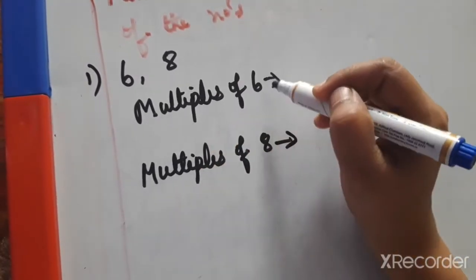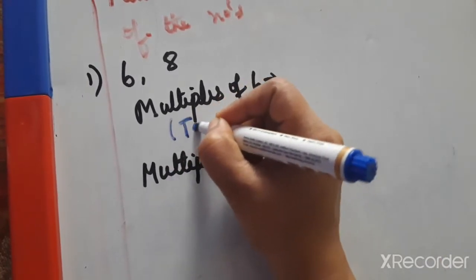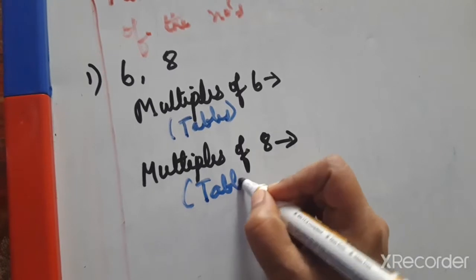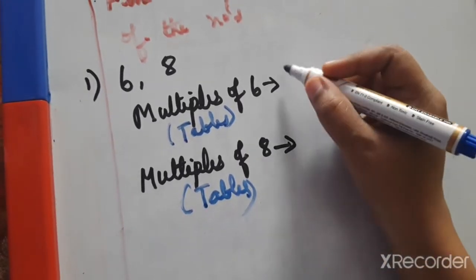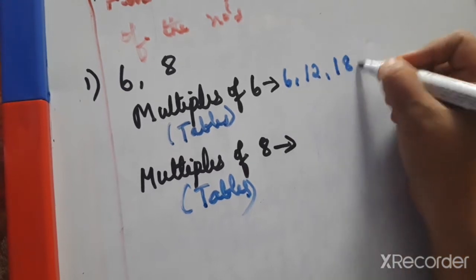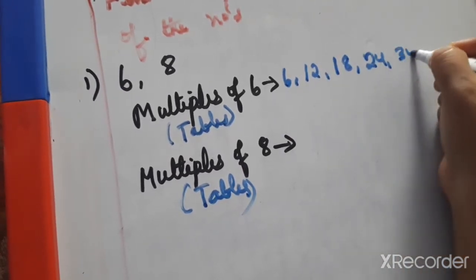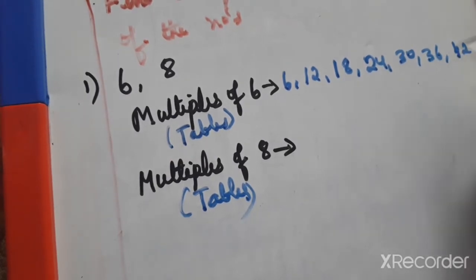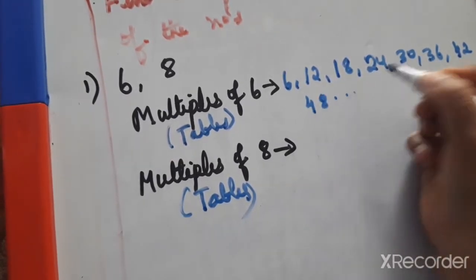Multiples of 6 means we have to write the tables of that particular number. So 6 ones are 6, 6 twos are 12, 6 threes are 18, 6 fours are 24, 6 fives are 30, 6 sixes are 36, 6 sevens are 42, 6 eights are 48, 6 nines are 54, like that.